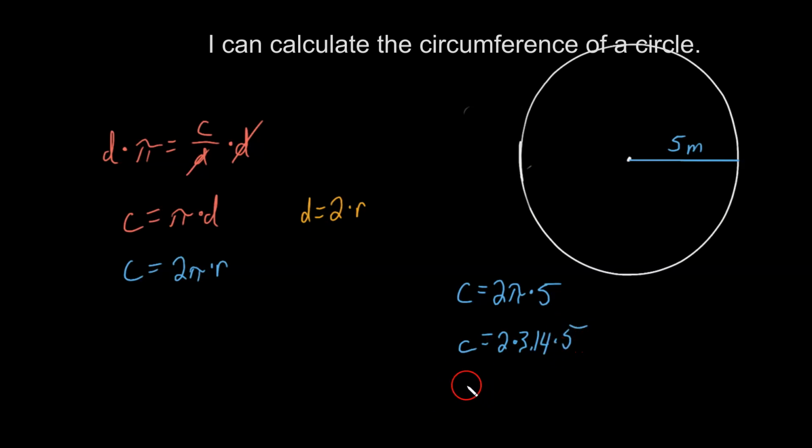And that's going to give us c is equal to, well, we could think 2 times 5 is 10. 10 times 3.14, we're just going to move it over one decimal place. So we'd get 31.4, and we're talking meters. You could also just plug this all in your calculator if you don't want to do that mental math. So we get the circumference is equal to 31.4 meters.